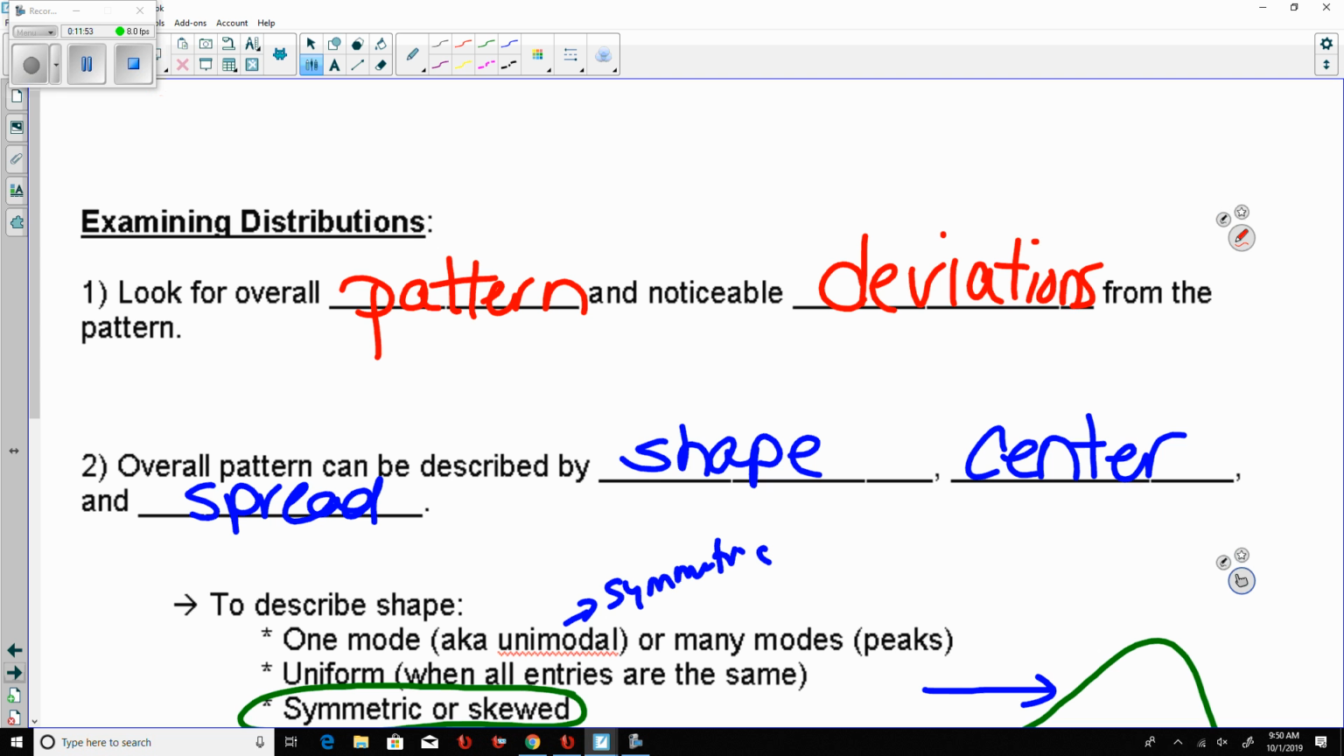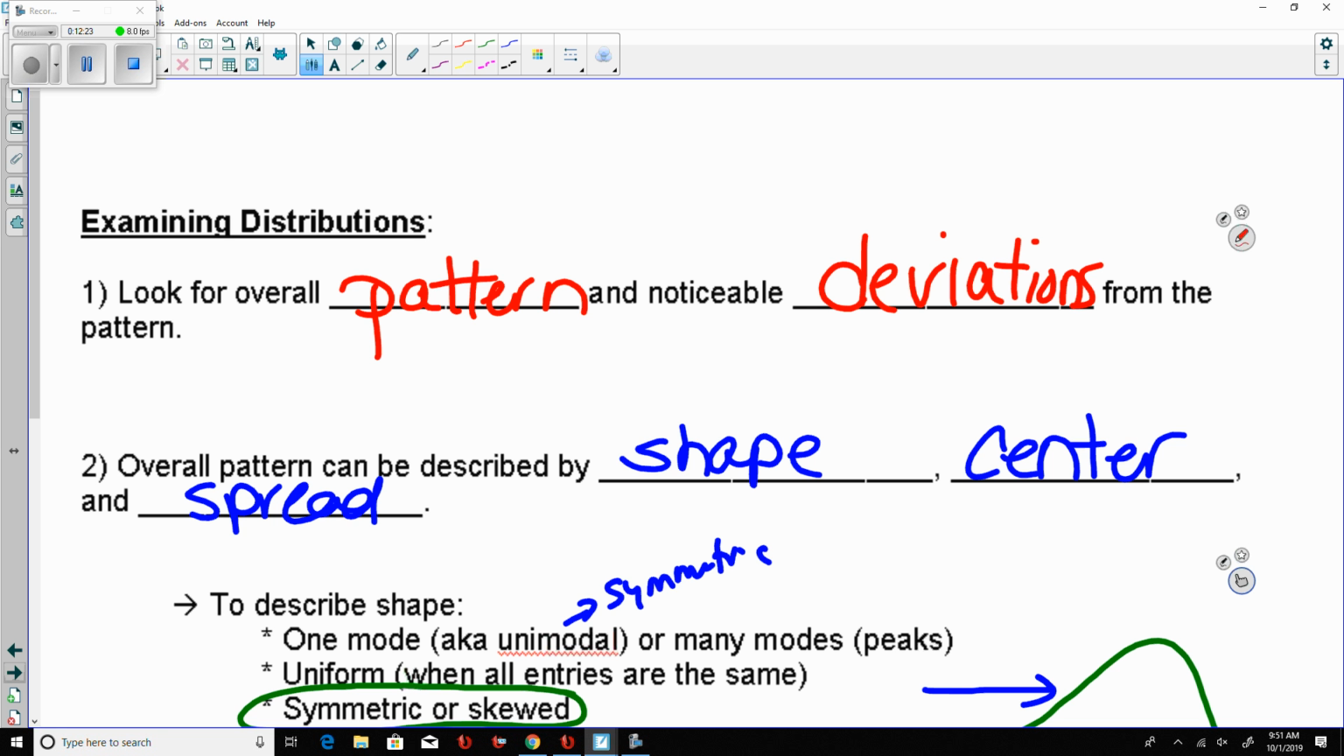Okay, examining distributions. Some of you might have these blank, and like I said, no big deal. So you look for the overall pattern and noticeable deviations from the pattern when you're looking at a distribution. The overall pattern can be described by shape, center, and spread. Okay, and that's when you're looking at bar graphs.